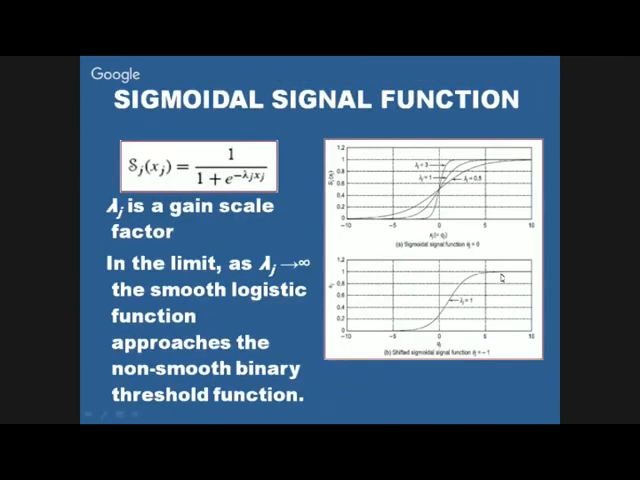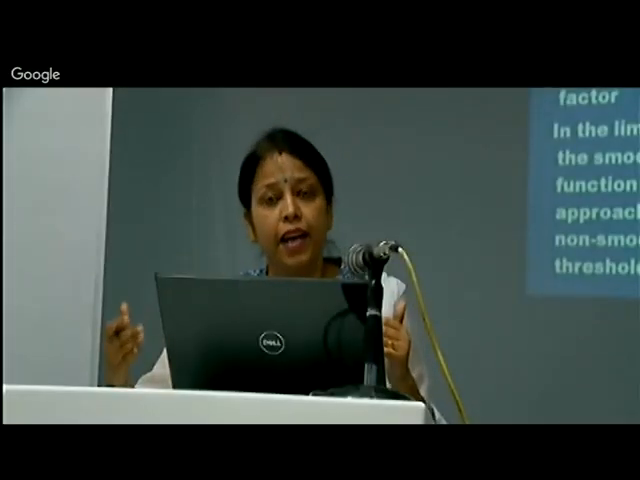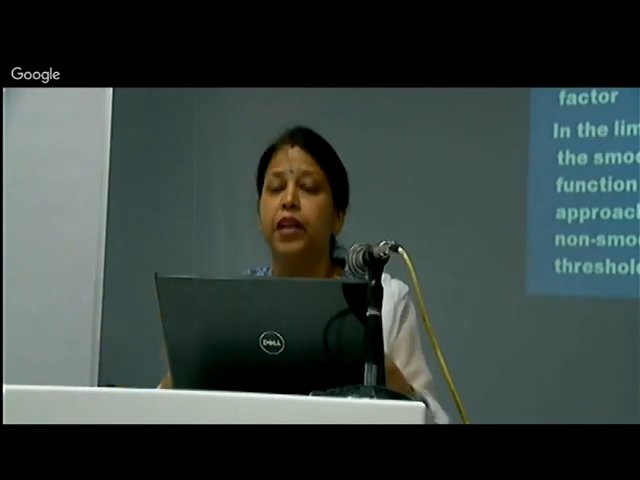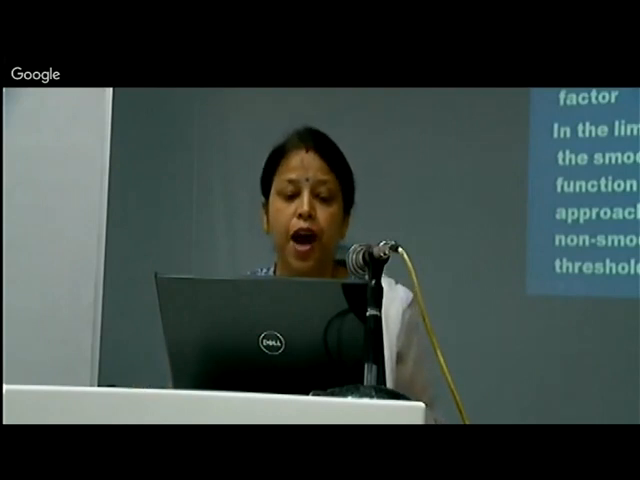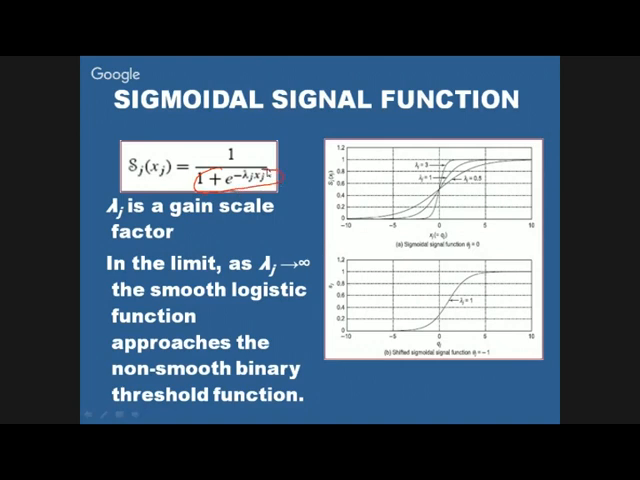Next is the sigmoidal function. Sigmoidal function is a very important function in the case of neural networks. Because in each and every layer, when we come to the concept of layers in neural networks, you will see that in the hidden layer or in the output layer, everywhere we will use this sigmoidal function. The sigmoidal function is defined as 1 by 1 plus e to the power minus lambda j into xj. Lambda j is known as the gain scale factor.